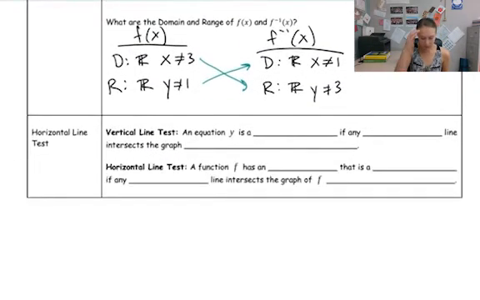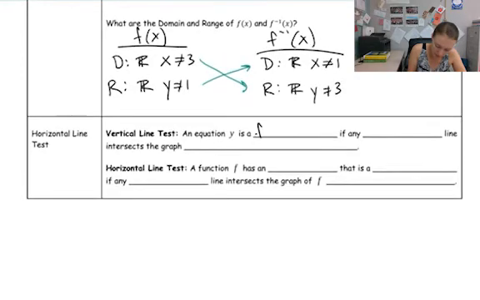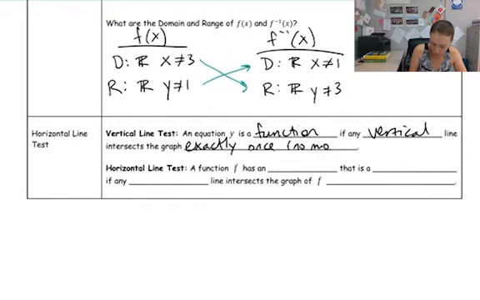All right, let's talk about the horizontal line test. So we have a vertical line test, which we've used a lot. An equation y is a function if any vertical line intersects the graph exactly once, or no more than one time. The horizontal line test is a little bit new, but it's a really nice, easy way to tell if a function has an inverse that's also a function.